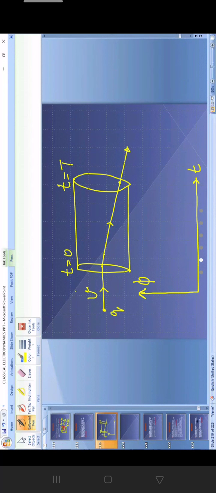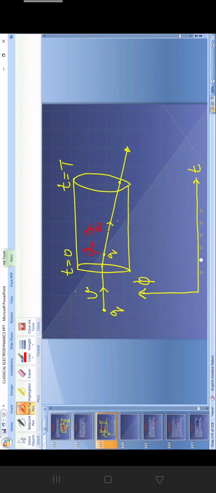How much flux will there be? Suppose the charged particle is here, so obviously how much will the flux be? That will be equal to Q divided by epsilon naught. Simply the charge enclosed is Q divided by epsilon naught. Moreover, the flux through the cylinder will not depend upon the position of the charged particle. Wherever the charged particle is, the flux will be the same, Q divided by epsilon naught.